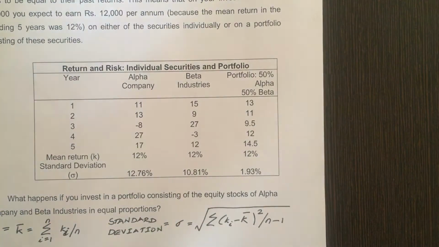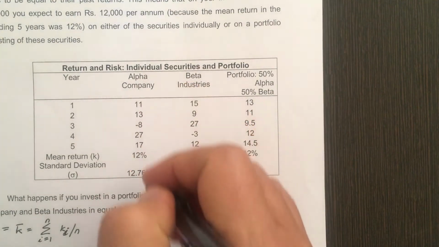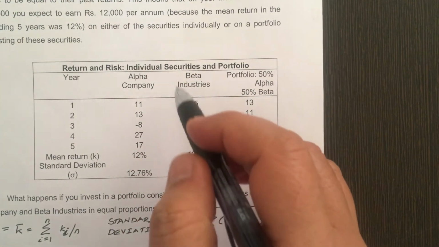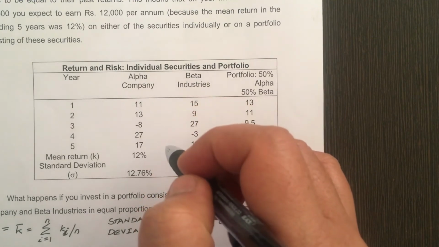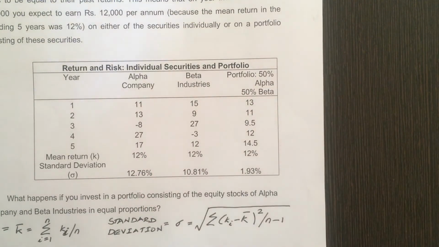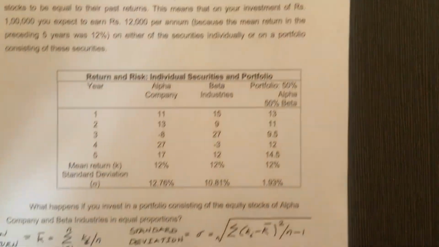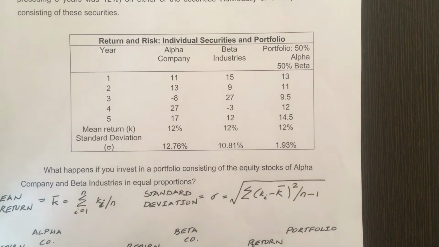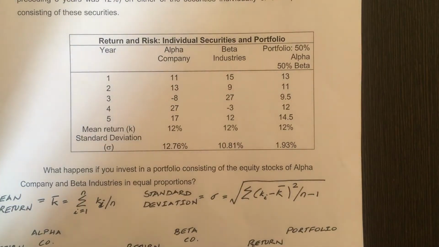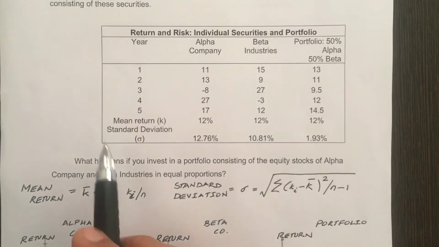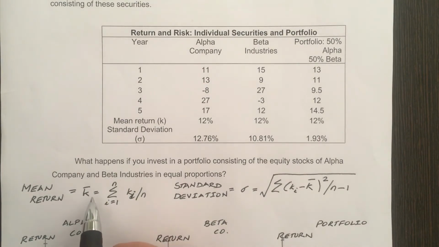You will notice one thing in this problem: the probability distribution is not there, because we don't have the probabilities. So how do you find the mean return, like the expected rate of return, if you don't have the probability distribution? Here we are going to use the historical return data, and the formula for that is mean return, K bar, is equal to summation of Ki divided by n.